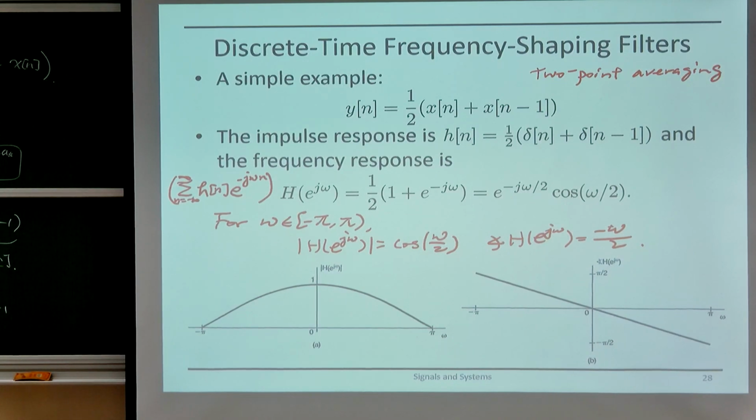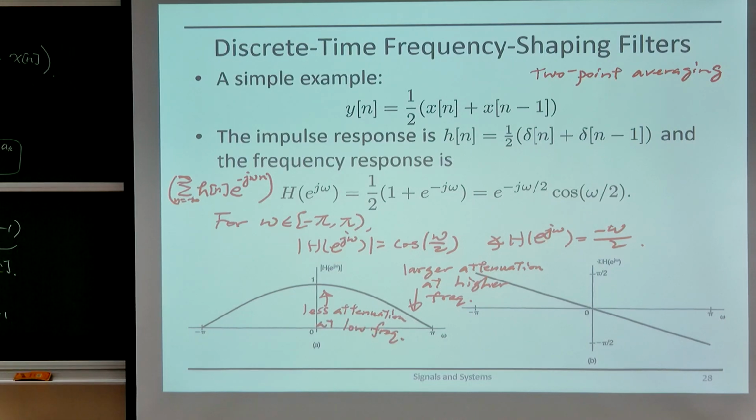Right. So you can see here that we have larger attenuation at higher frequencies. Okay. Less attenuation at low frequency. Now, these are examples of frequency shaping filters, okay?